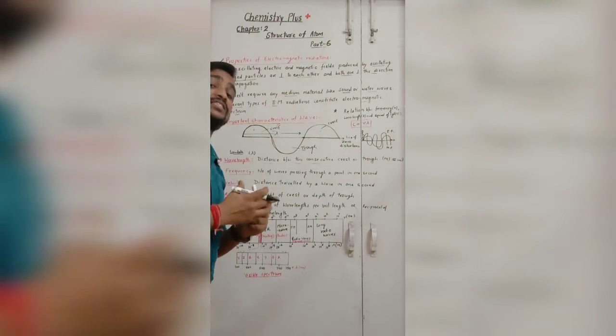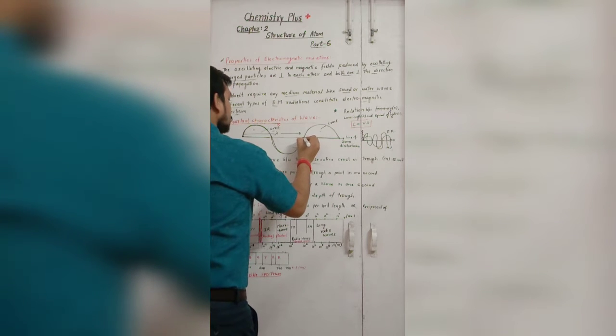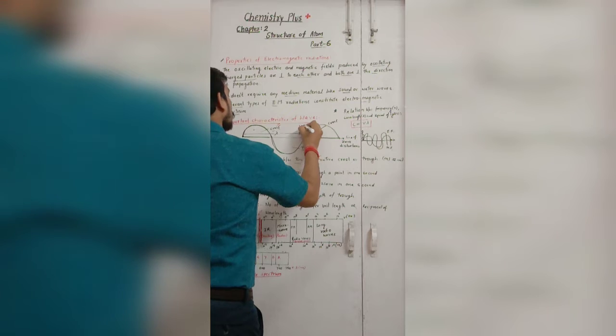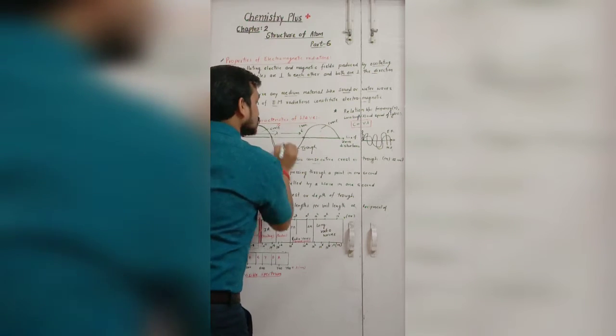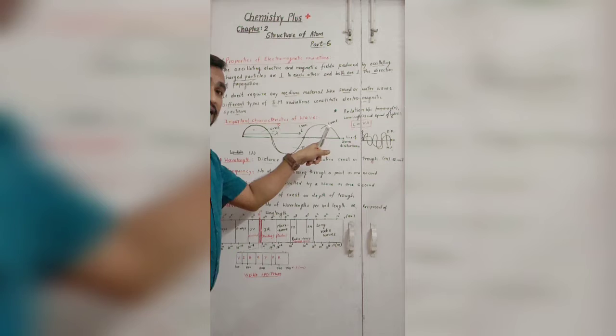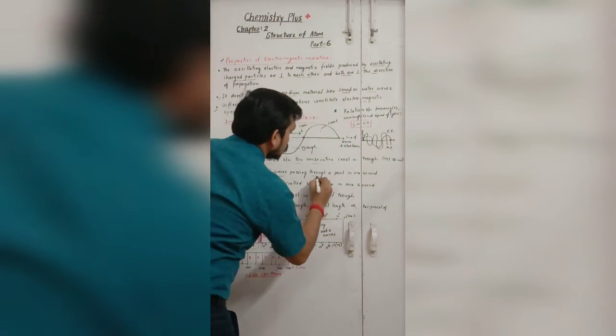The next common term is the frequency. Frequency means the number of waves passing through a point in 1 second. Suppose I am taking this point, and in 1 second, how many waves are passing through this point, that is defined as the frequency of that wave.